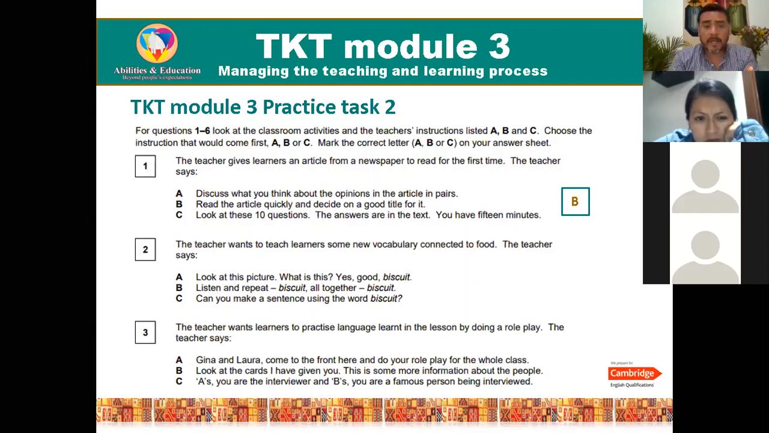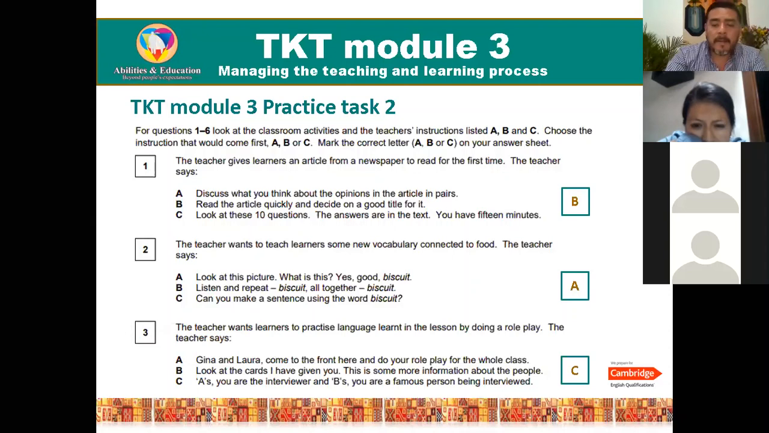All right? Good. Then number two, the teacher wants to teach learners some new vocabulary connected to food. What does the teacher do first? I think letter A. Correct. First, letter A. Picture. Then you say, okay, listen and repeat, biscuit, biscuit, biscuit. And then you say, can you make a sentence using the new word, the word biscuit? All right. Number two. Yes.